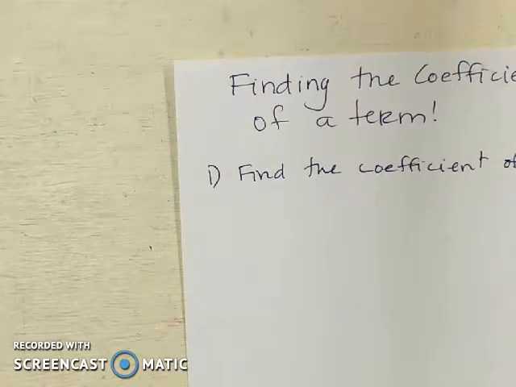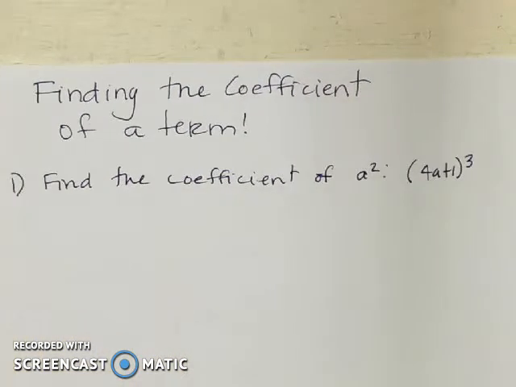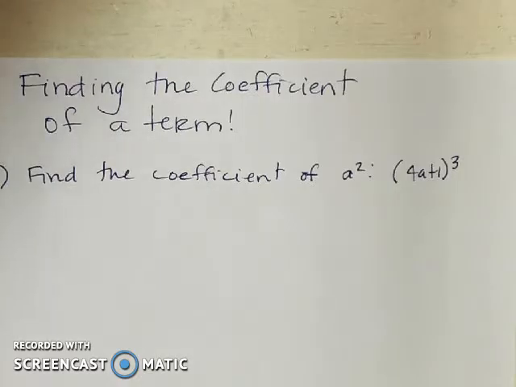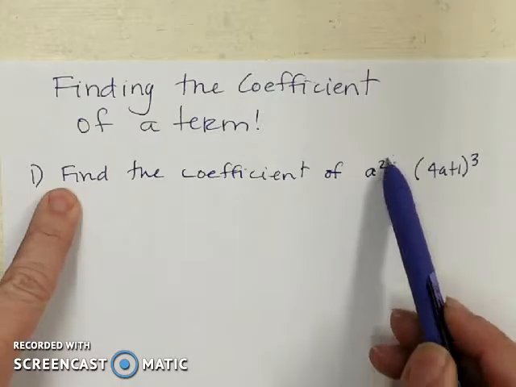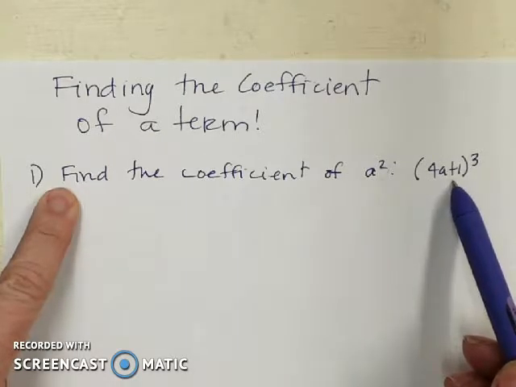Alright, so this one's going to be finding the coefficient of a specific term. And I've already got started because I'm impatient and I was waiting on my computer. So I started writing already. So pause the video if you need to and write this down. We're going to find the coefficient of the term that has a squared in it of this binomial expansion.